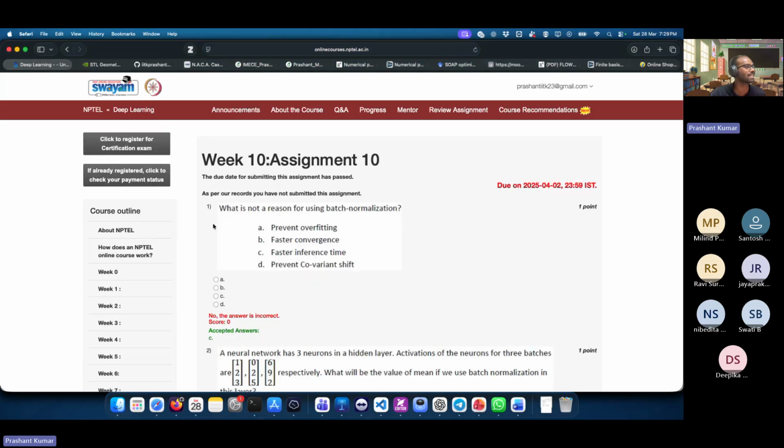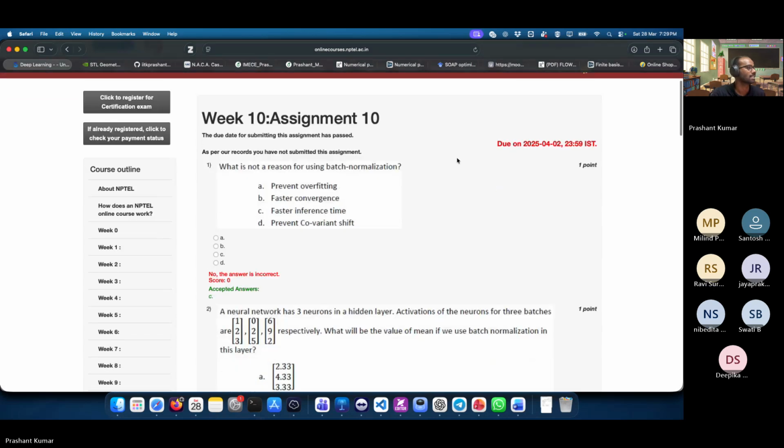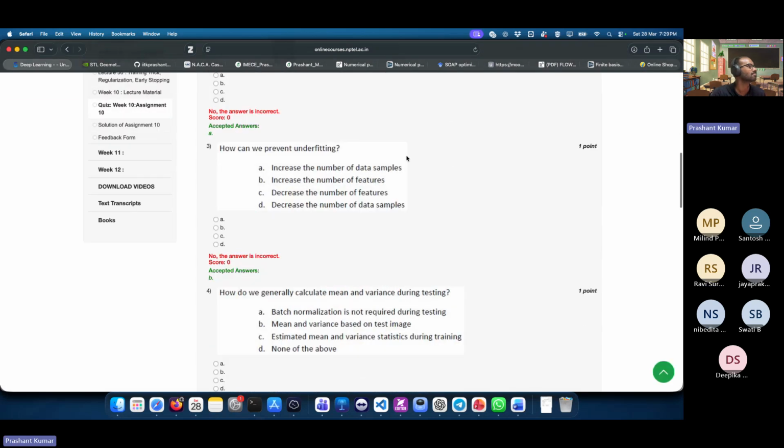Are you able to see the screen, right? Yes. Let me go there.